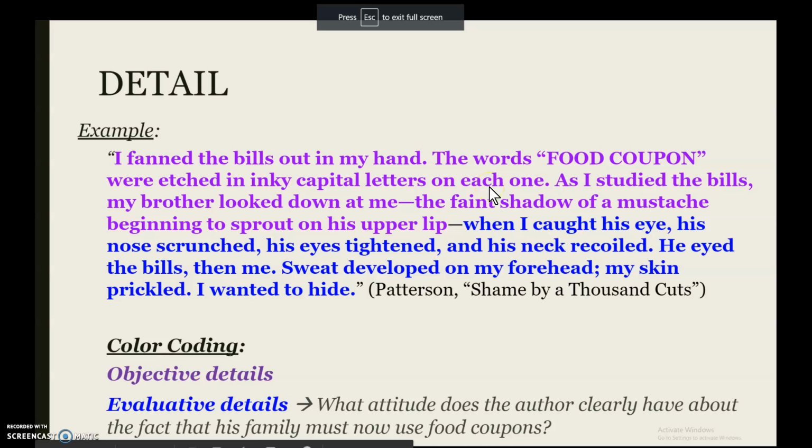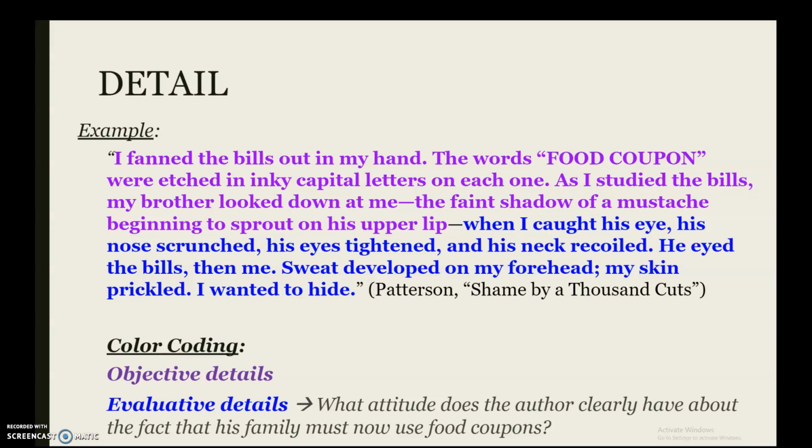Sorry, there we go. I fanned the bills out in my hand. The words food coupon were etched in inky capital letters on each one. As I studied the bills, my brother looked down at me, the faint shadow of a mustache beginning to sprout on his upper lip. When I caught his eye, his nose scrunched, his eyes tightened, and his neck recoiled. He eyed the bills, then me. Sweat developed on my forehead. My skin prickled. I wanted to hide.